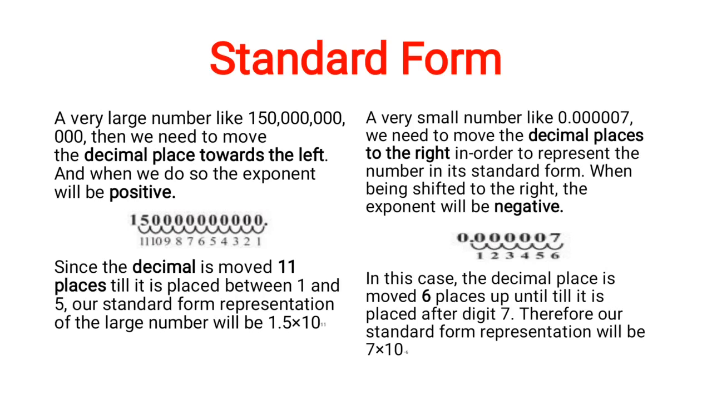Similarly, another small number is 0.000007. Well, here we need to move the decimal point to the right in order to represent the number in its standard form. When we begin shifting to the right, the exponent will become negative. Here, in this case, the decimal is moved 6 places until it is placed after the digit 7. Therefore, the standard form representation will be 7 into 10 raised to minus 6.